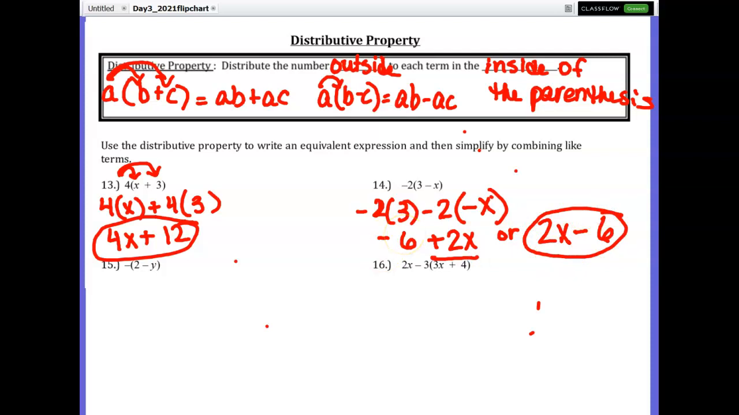All right. Number 15 looks kind of weird, but there's a negative on the outside of the parentheses. That's just like having a negative 1.